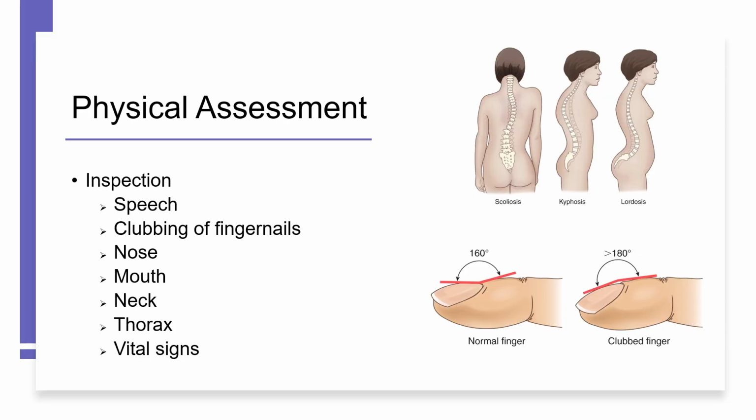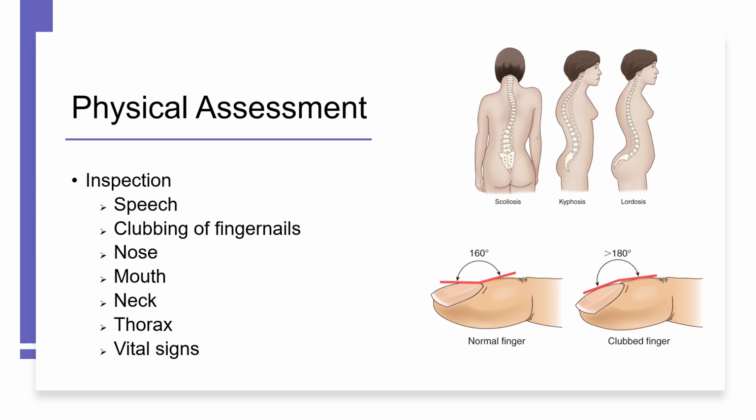Then we have the physical assessment. Again, I hope this is all review for you. We are going to start with inspection. So we have speech. Remember, the air movement when we inhale and exhale stimulates our vocal cords. So when we assess a patient's speech, they should be able to speak freely in full and complete sentences. Patients that are in respiratory distress often have trouble speaking in sentences because of that shortness of breath.